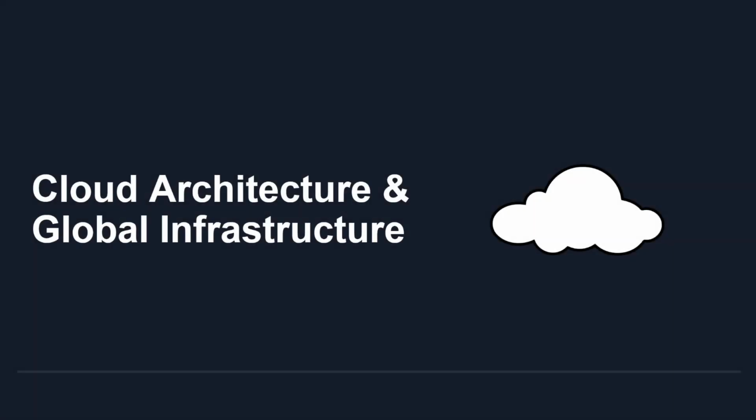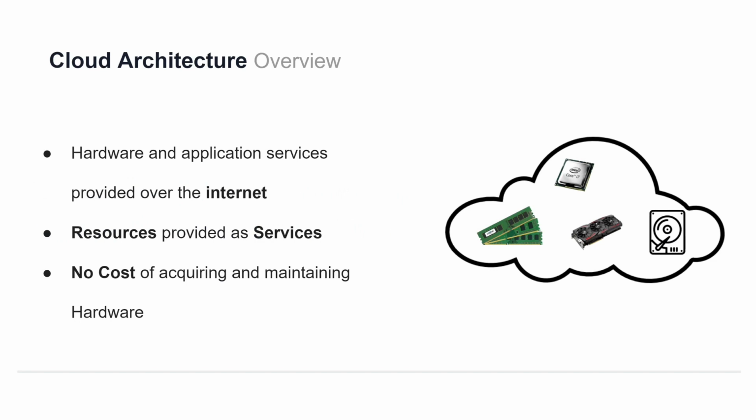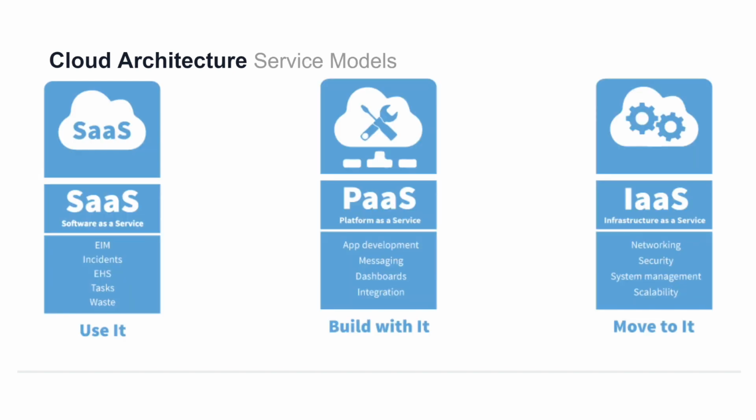Cloud architecture and global infrastructure. As a general overview, the cloud provides hardware and application services over the internet. Resources that you once had to buy for your hardware, like compute power, memory, storage, and graphical compute, are all provided as services. There is no cost for the acquiring of this hardware, nor is there any cost associated with the maintenance. You just provision what you need and you use it.